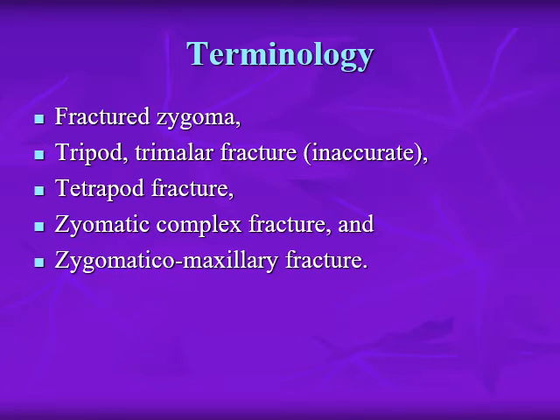We have many terminologies for zygomatic bone fracture. First is fracture zygoma. The old terminology is tripod fracture, or trimalar fracture, and it is inaccurate because the zygomatic bone has four processes, not three. We have tetrapod fracture, zygomatic complex fracture, and zygomatic maxillary complex fracture, which is called ZMC, and the most commonly used name is ZMC.